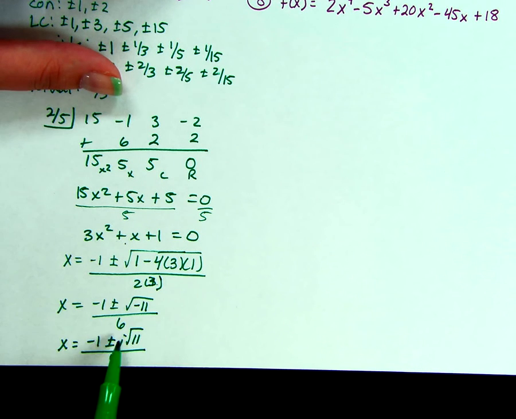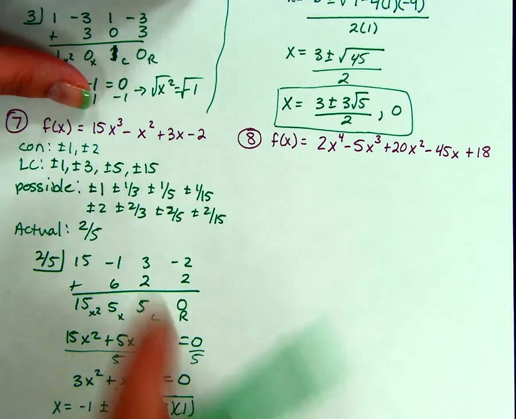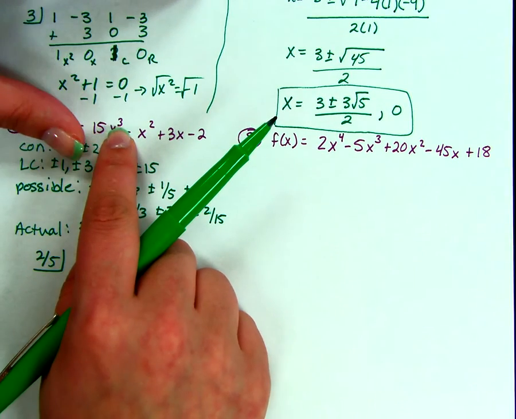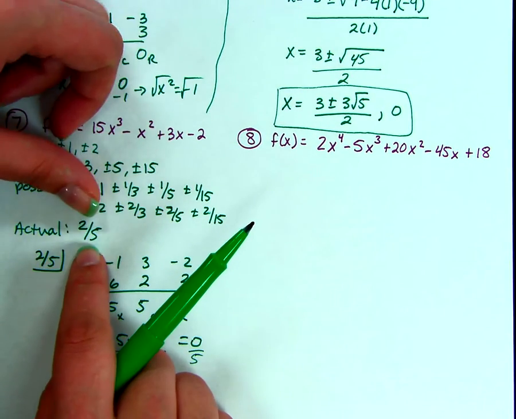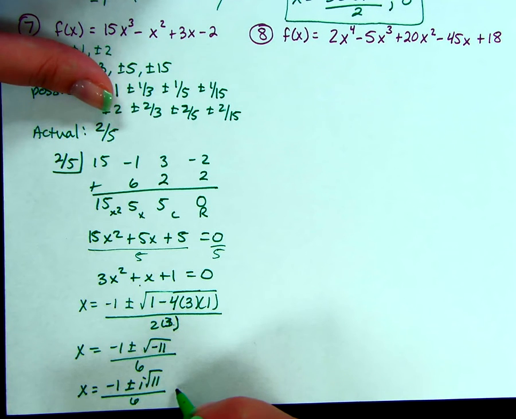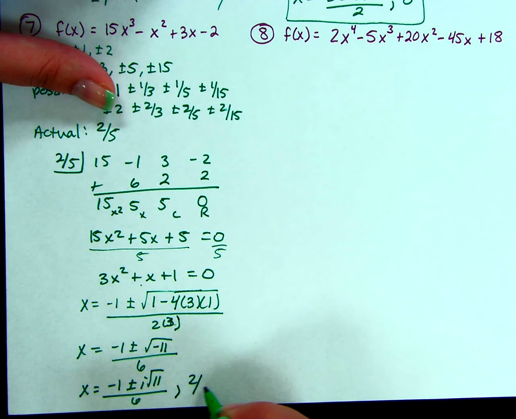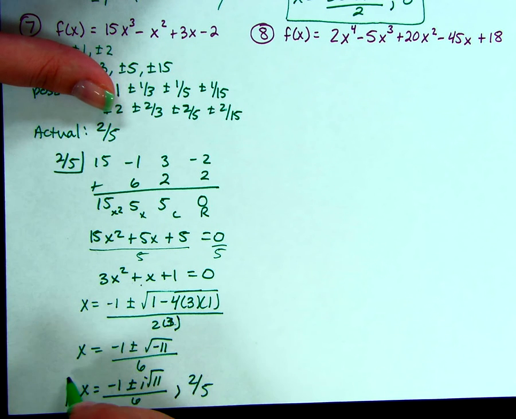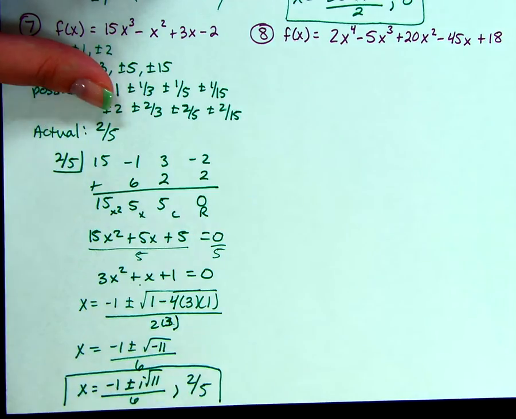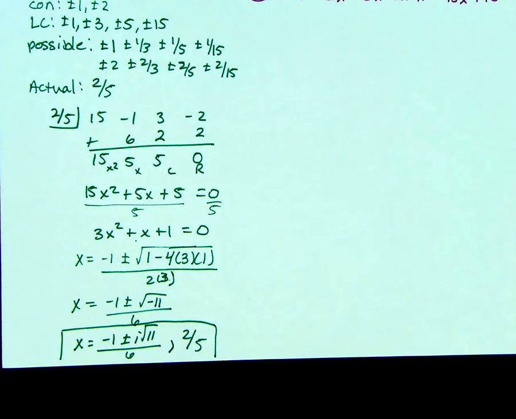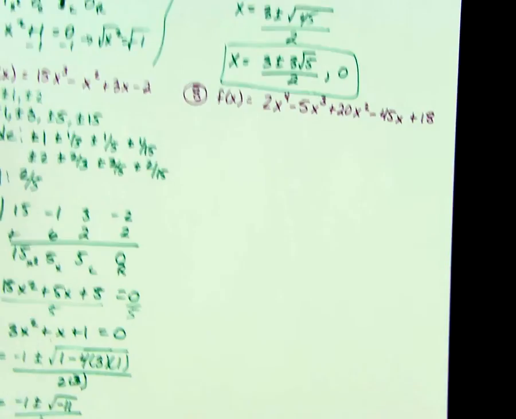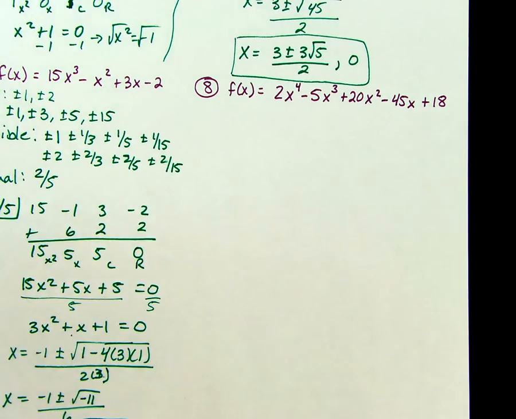So again, this represents two answers, and we need a total of 3 because that was our highest power. So the other answer we already found, that was our rational answer of 2/5. So I'm just going to put a comma, 2/5. So this represents our 3 answers to that problem. And we're going to do the last problem for this section in the next video.